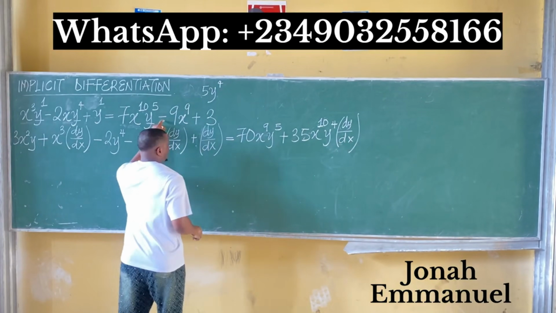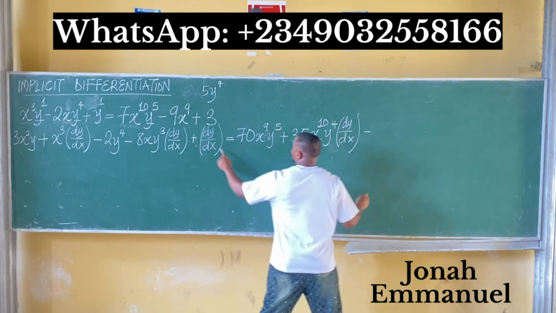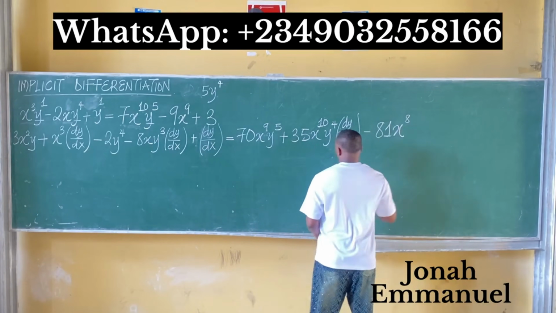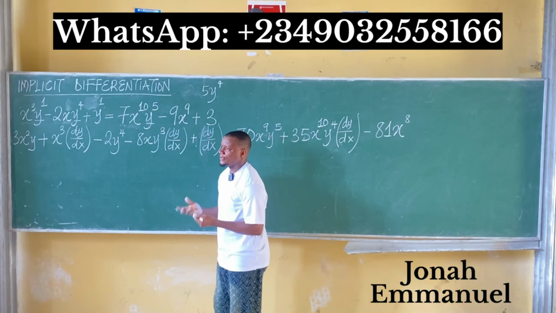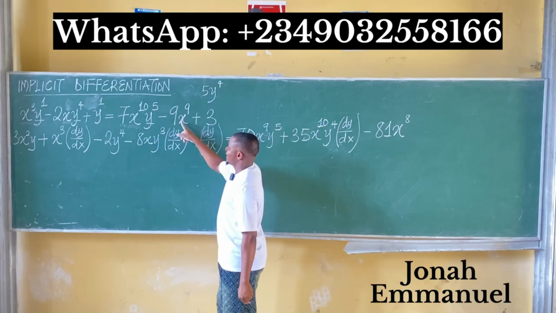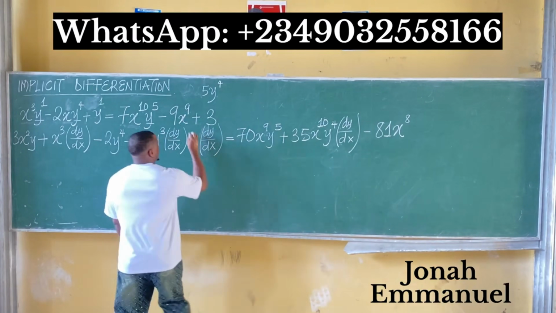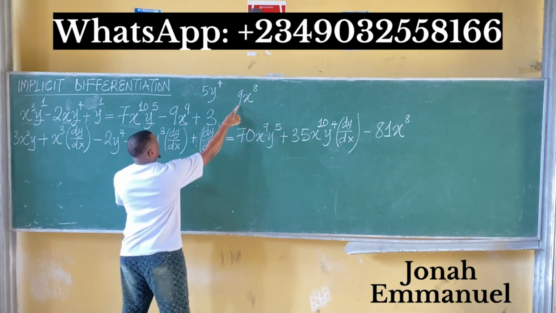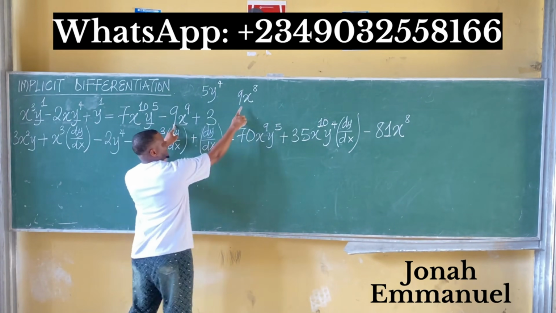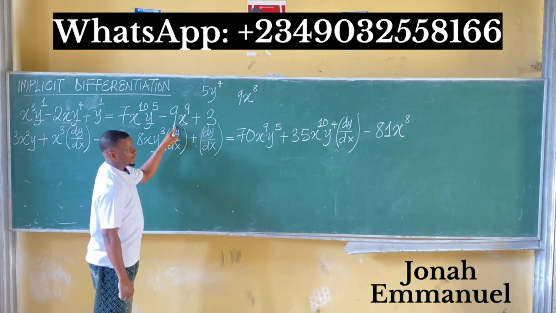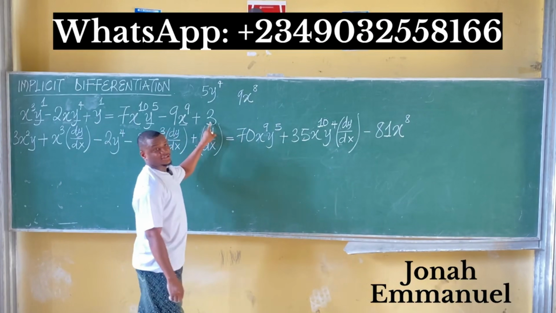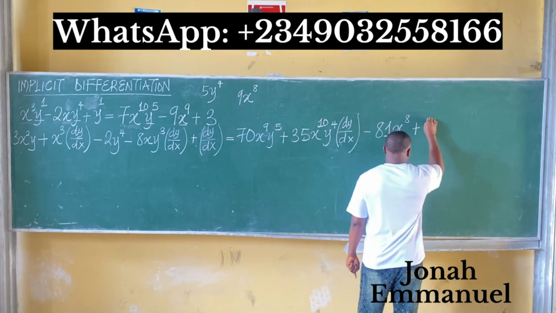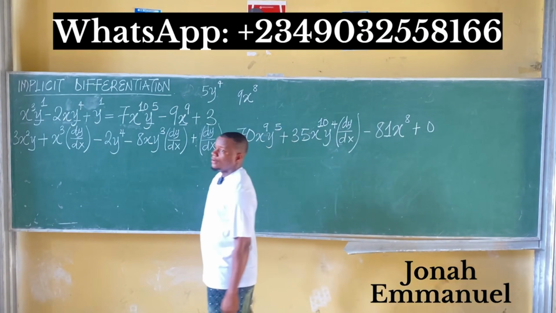Minus, so I have minus 9 times 9 gives you 81, x to the power 8. Please observe, this one is standing here. There's no y attached to it. So just go straight. Differentiate x to the power 9. That gives you 9x to the power 8. 9 times 9, 81. Then x to the power 8. That's all. Plus constant. That gives you 0. So I have plus 0. All right.